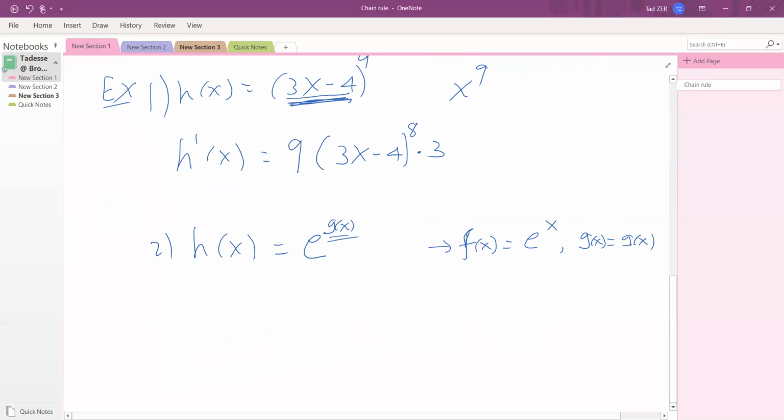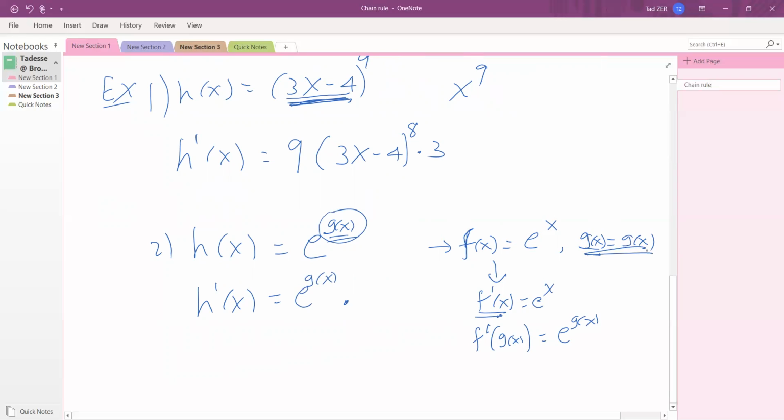Every time you have e to the power of anything, the derivative becomes what? The derivative of the outer: what is the derivative of e to the x? It's itself. Now I am evaluating the outer with respect to the inner, g of x. So f prime evaluated at g of x becomes e to the power of g of x, times the derivative of the inner, which is g prime of x.